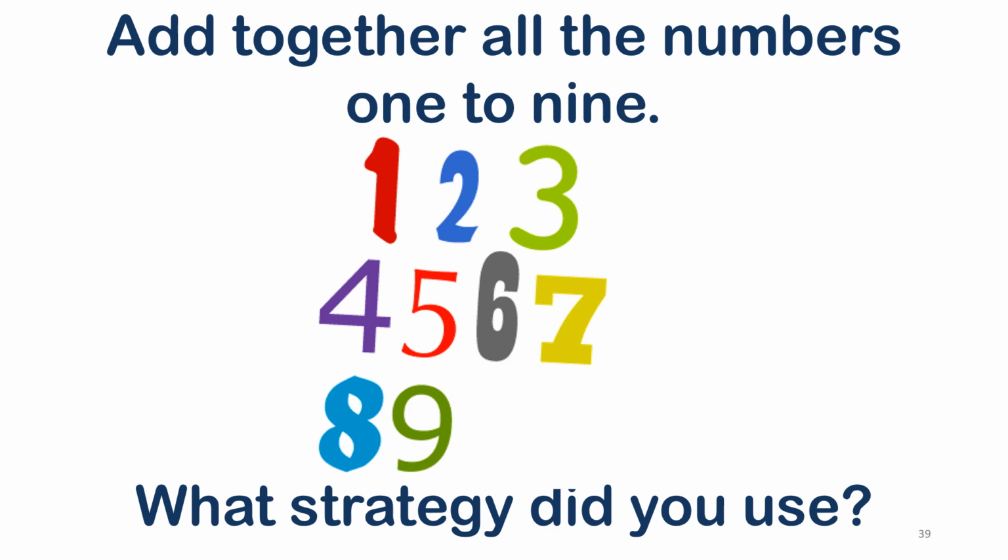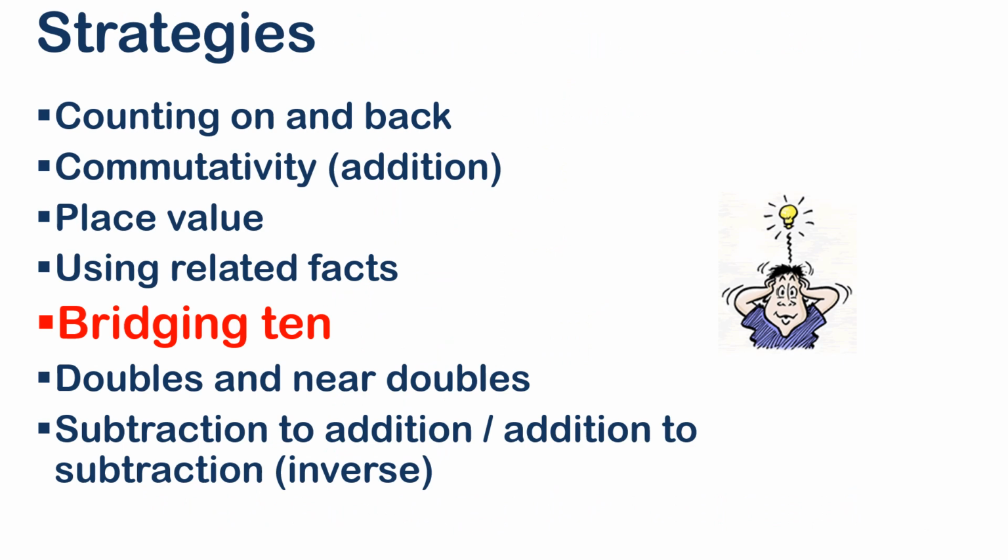Did you do it that way, or did you have another strategy to add all those numbers together? Lots of different pathways to achieve the same solution. All roads lead to Rome, just the path we take is slightly different. Okay, let's move on to this strategy called bridging tens and see what this entails.